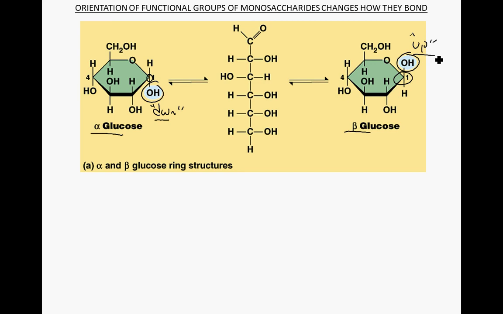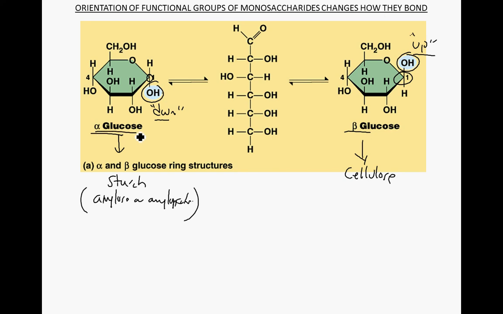And you're like, what is the big deal with this? The big deal is that when you string beta glucose together, you end up getting cellulose. But when you string alpha glucose together, you end up getting starch, either amylose or amylopectin. Okay, so the difference is right here. So kind of spelling, if you will. Spelling does matter. Where you put this hydroxyl group changes how this molecule is going to react to one another.